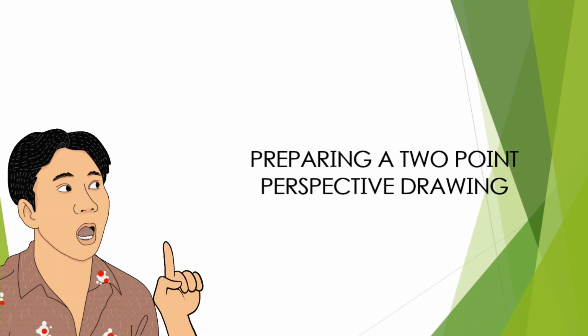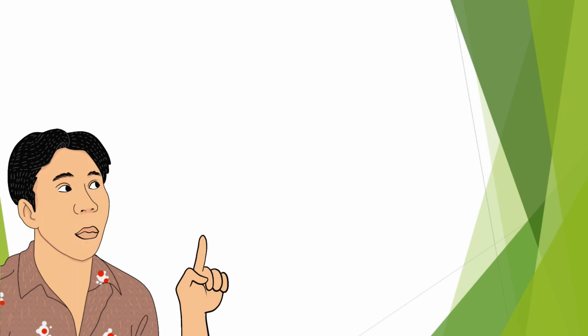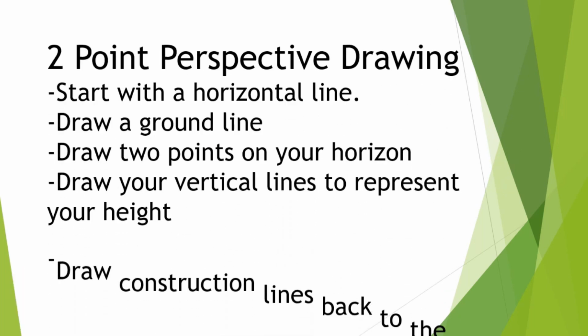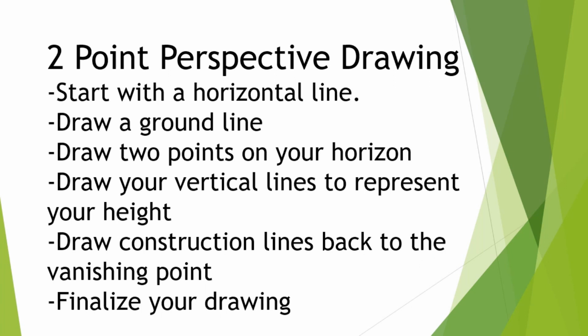Preparing a two-point perspective drawing. Start with a horizontal line. Then draw a ground line. Then draw 2 points on your horizon. Next, draw your vertical lines to represent your height. Next, draw construction lines back to the vanishing point. And then lastly, you finalize your drawing.